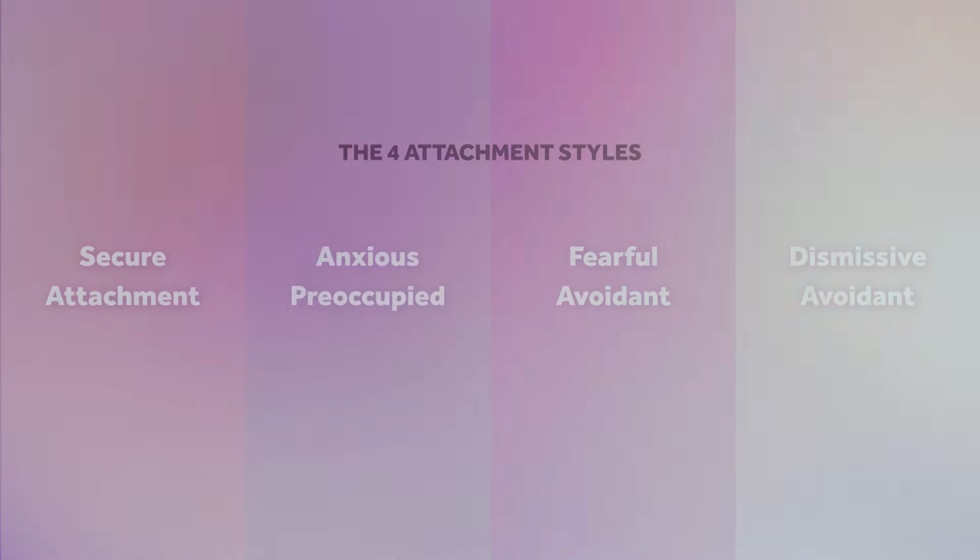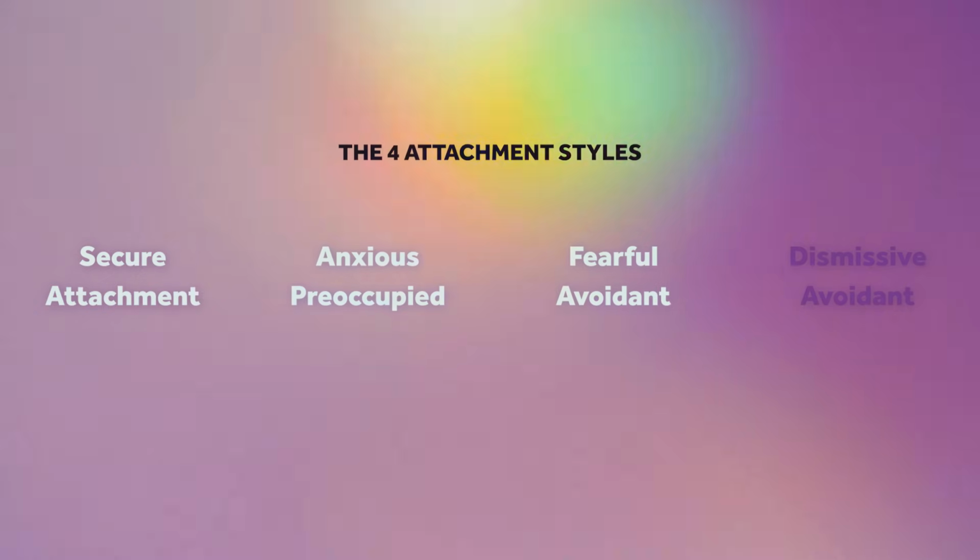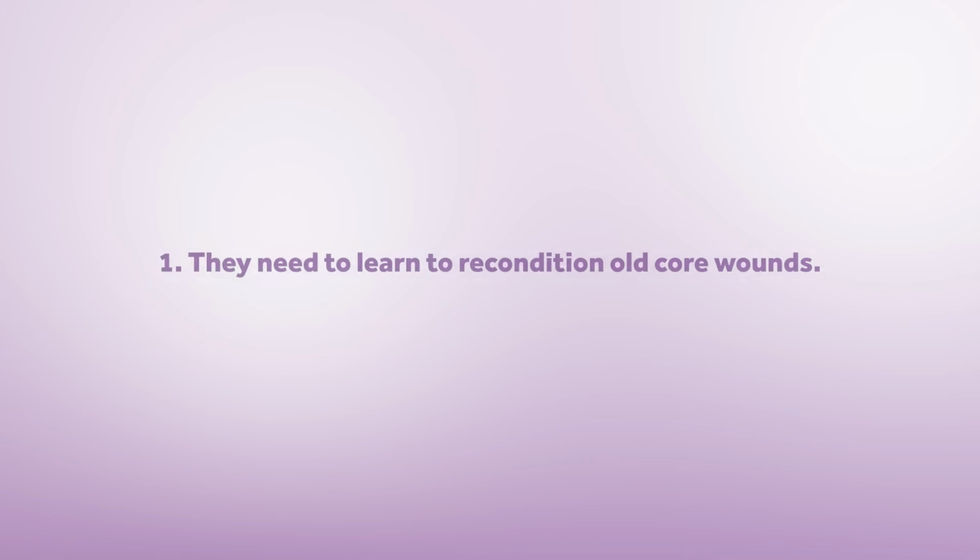And in order to become securely attached, there are 6 major areas that you need to target. I'm going to go through them with you specifically in this video in regards to a dismissive avoidant in particular. Now, these 6 major categories we'll cover are exactly the 6 things that all attachment styles need to focus on in order to become secure, but they just have different variations in terms of how this works. And if it sounds like it doesn't make sense now, it will make a lot of sense in just a moment. So the first major area is dismissive avoidants need to learn to recondition old core wounds.